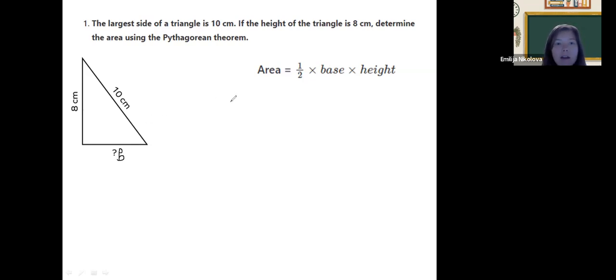So according to the theorem, if the height is A, height squared plus B squared should equal C squared, where 10 centimeters is the hypotenuse. So we will have 8 squared, which is 8 times 8, 64, plus B squared should equal 10 squared, which is 100. Now, in order to solve it, we need to subtract 64 from both sides in order for B squared to be alone.